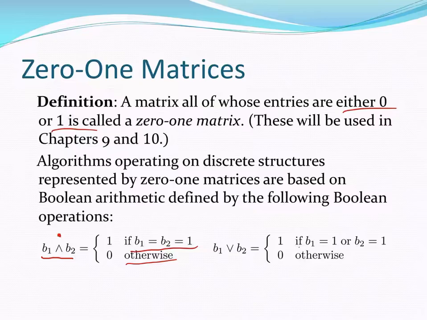And then the operation B1 or B2 will give us a 1 if either B1 or B2 is 1, otherwise a 0. This is the concept of Boolean sum in chapter 12. So wherever you see the AND connector, you can think of Boolean product, and wherever you see the OR connector, you can think of Boolean sum.